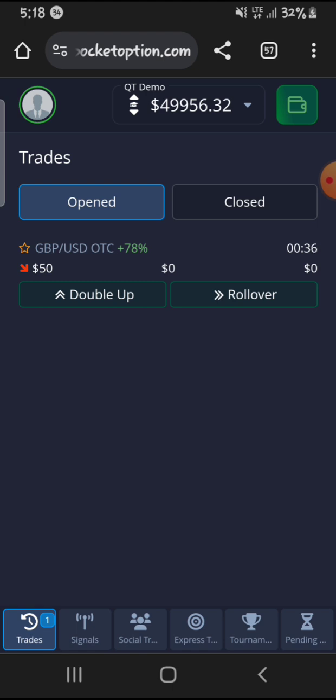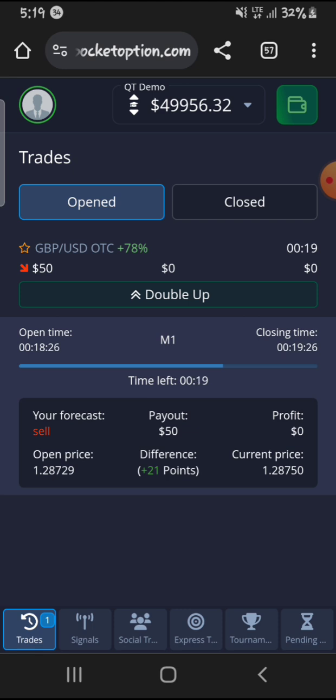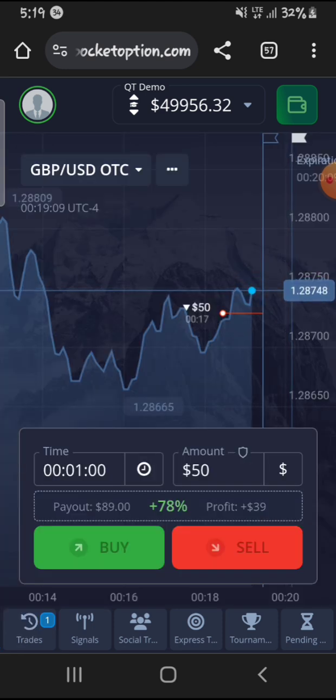Double up means that you want to enter the trade again immediately at the point the market is, using the same time. And rollover means that you want to place that trade again. In fact, these are trading errors that I made while starting up. Don't do the mistake of clicking on double up or rollover. So that's just by the way.